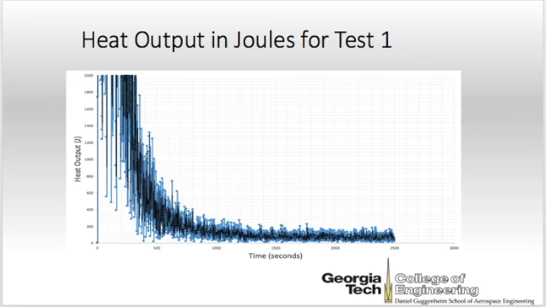Now here's the heat output for test one as a function of time. And as you can see, it started out fairly chaotic, and it began approaching a steady state value. Now if we were to let this continue, the resonance would eventually stop naturally because of the instability.